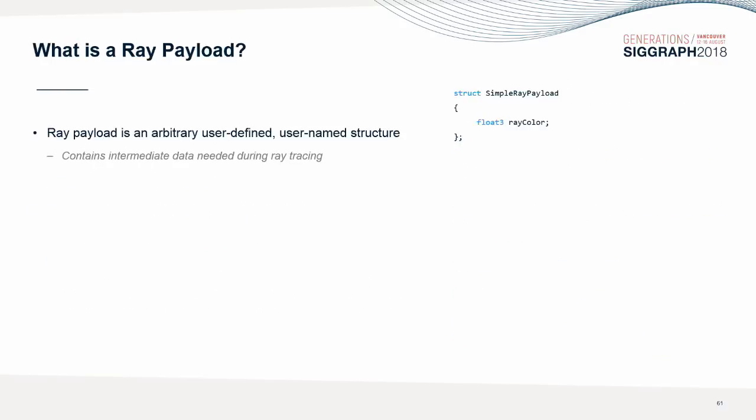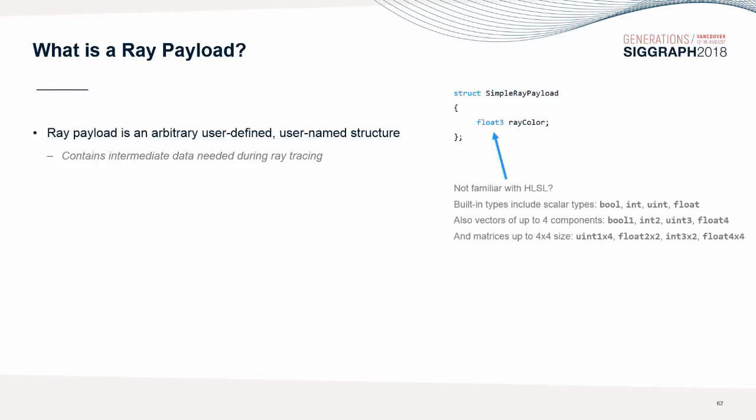So what's a payload? As I said before, it's an arbitrarily user-defined and user-named structure, and it contains the intermediate data needed for your ray tracing. It's passed along with the ray. You can think of it as piggybacking along with each ray. If you're not familiar with HLSL, and you're starting to see this code up here, HLSL has a bunch of built-in data types: bool, uint, float, and you can also put them into vectors like this float3, which is a vector of 3 floats. You can also do this with matrices, up to 4x4.